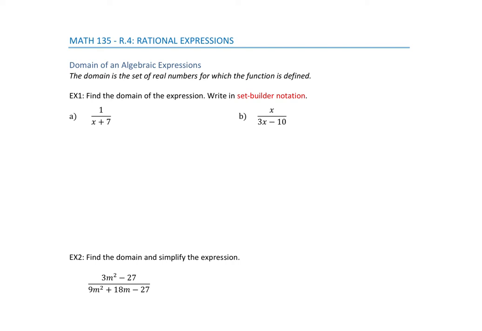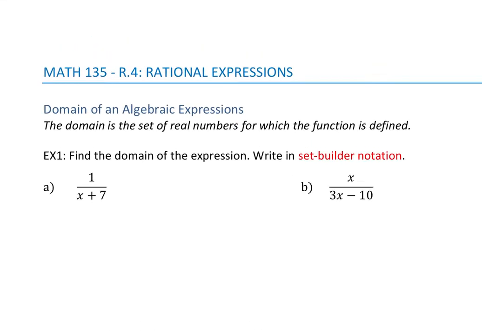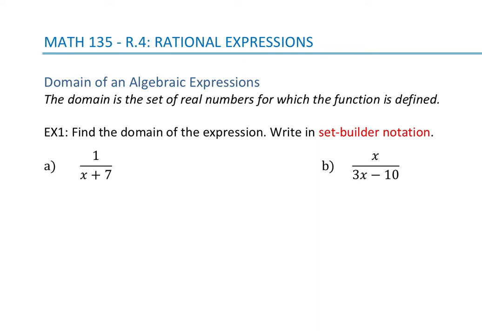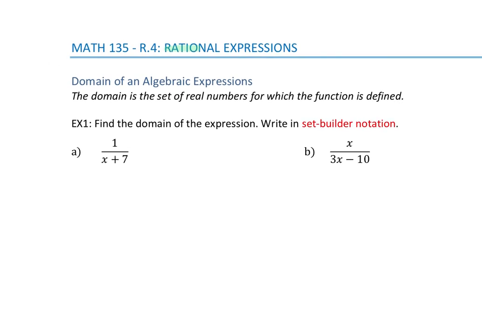In R.4, we're going to look at rational expressions. Something to remember is when we say rational expression, this is a ratio. A ratio is a fraction. We're looking at expressions of fractions. They're ugly because they're going to have polynomials in the numerator and denominator, which means there's going to be variables. So the first thing we're going to do with our rational expressions is find the domain.